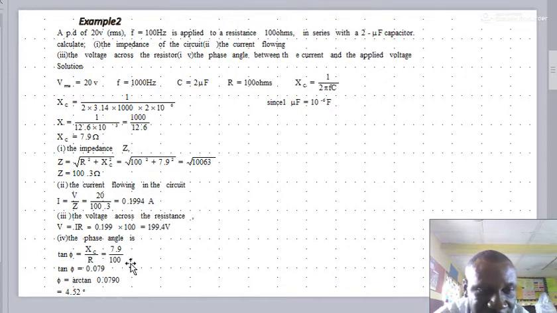Follow the simple mathematics there by taking the arctan of the right hand side, after inputting the values of 7.9 for the capacitive reactance and 100 for the resistor. All values are already present here: 100 for the resistor, and the reactance we have calculated to be this value. All right, that gives us the result for that one.